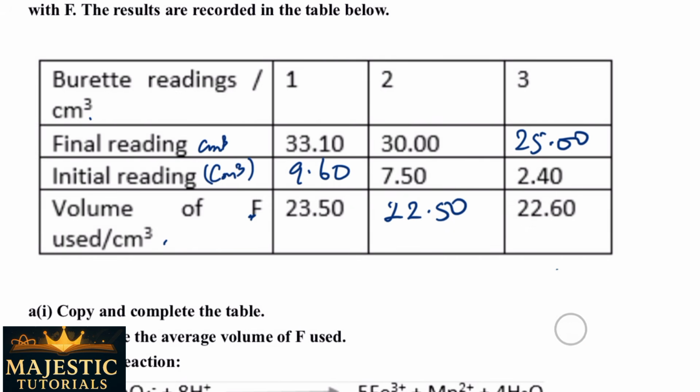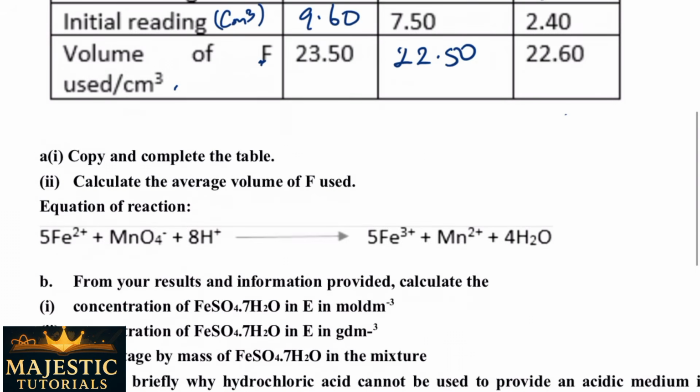we are done with filling the table. The next, we are finished completing the table. The next one will be very simple now. We have to, they say, copy and complete. This one is done. And the next is: calculate the average volume of F used.